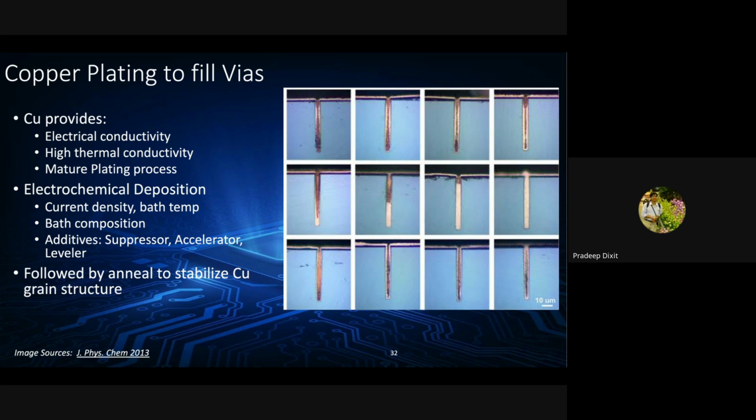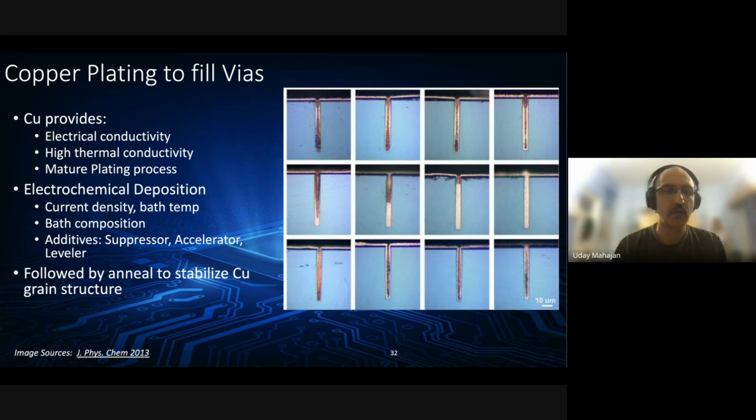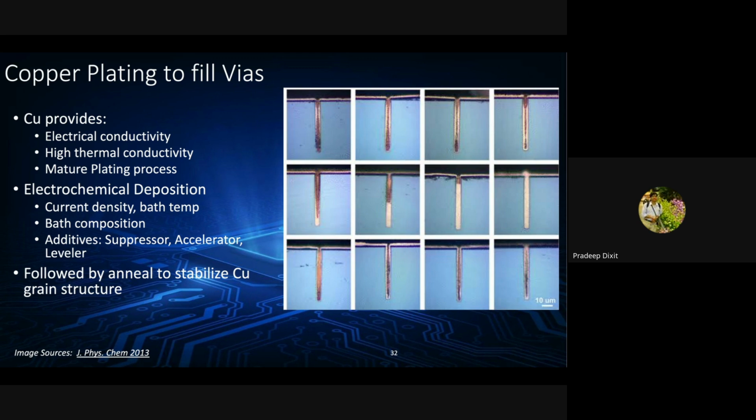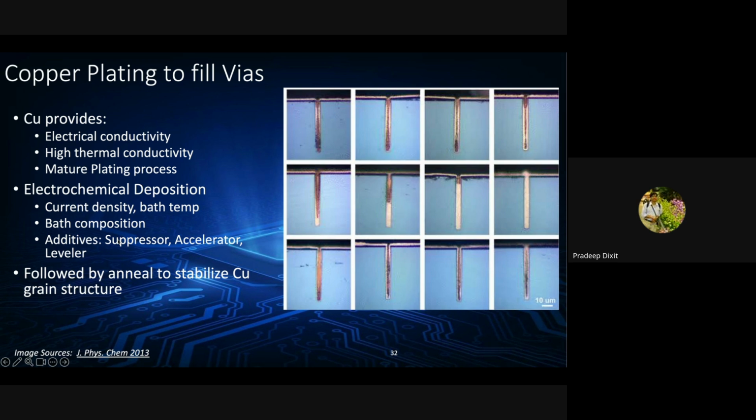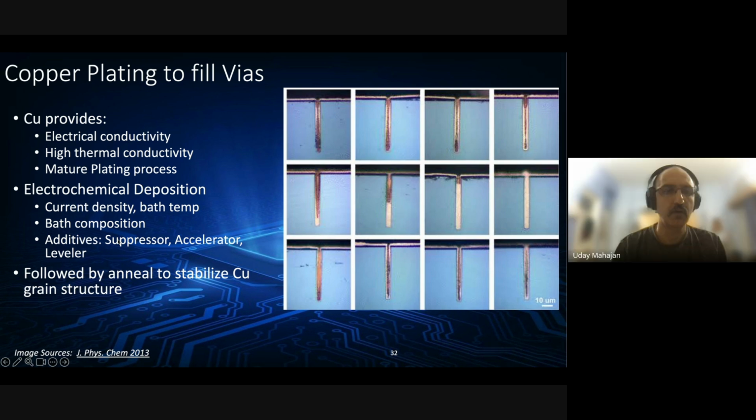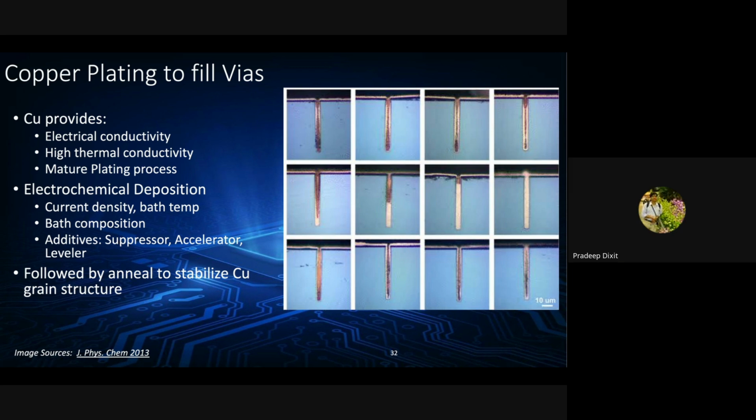So Udayji, can I ask a question? Yes, please. So all these samples are basically from the same step or same sample, or these are different images from different samples, first of all? These are three different process conditions. I have the link here to the actual paper itself, for more details. This was a study on optimization of the plating process, where they used different conditions.